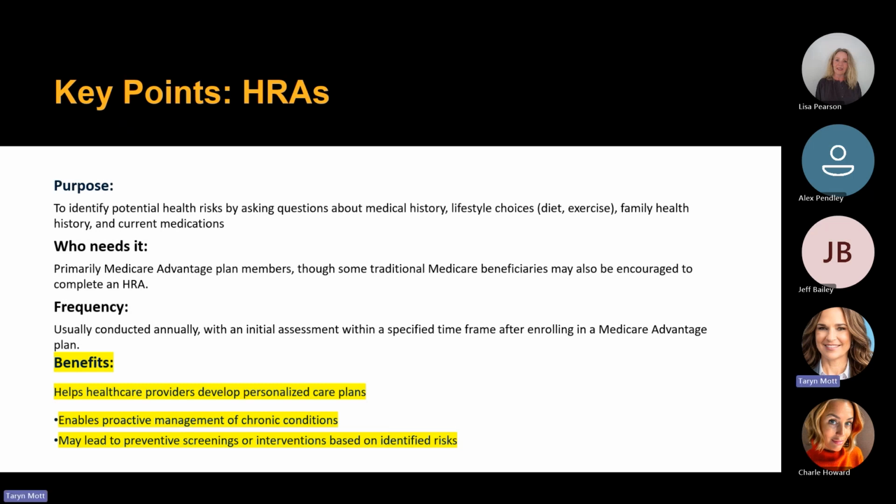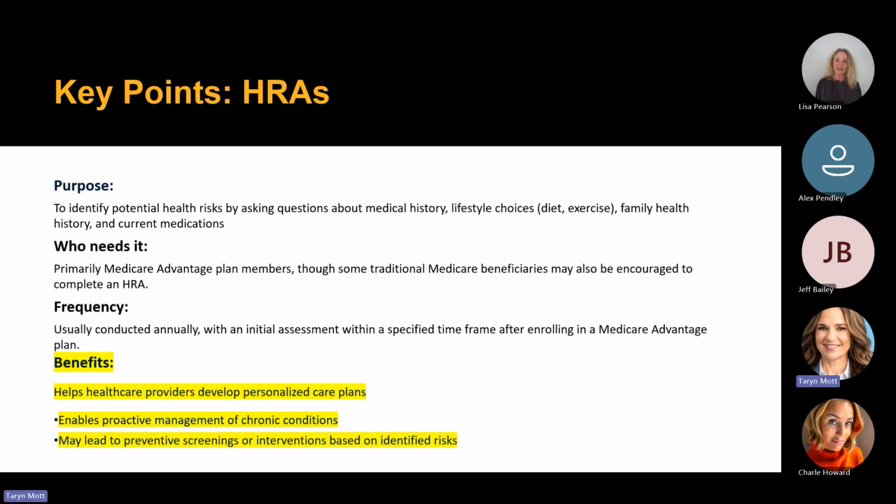Okay, key points. Purpose: to identify potential health risks by asking health questions about medical history, lifestyle choices, diet, exercise, family health history, current medication. Who needs it? Primary Medicare Advantage plan members, though some traditional Medicare beneficiaries may also be encouraged to complete an HRA. It's usually conducted annually with an initial assessment within a specific time frame after enrolling into an MA plan.